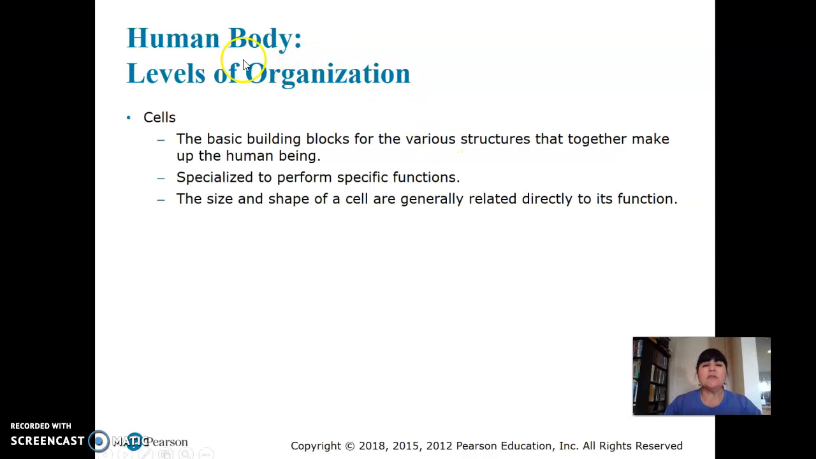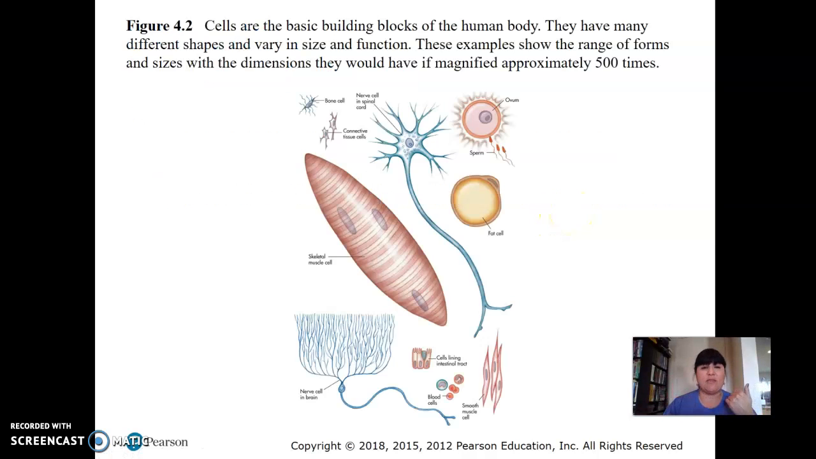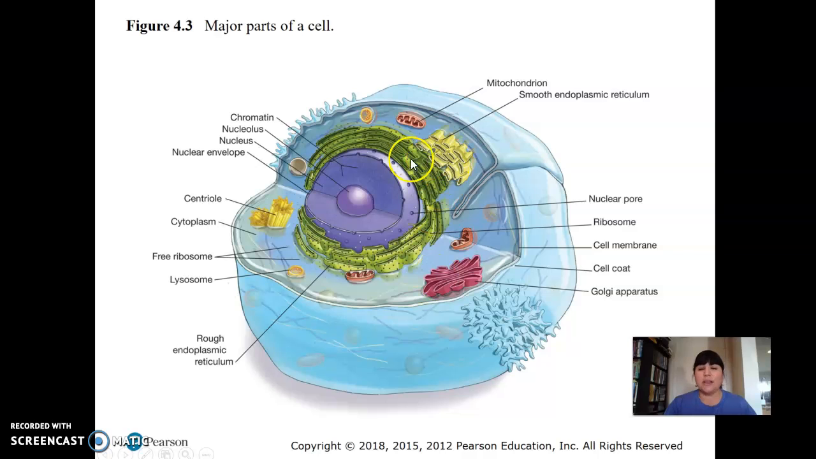And then here, we get to cells. So cells are alive. The basic building blocks of various structures, right? Specialized. Size, shape of the cell are generally related to its function. So here's that anatomy and physiology coming together. Now, this is a really nice picture. Not all cells look like this, right? This is a typical, model cell. Like if you look in a magazine and you see a model, right? Here, we're looking in the book and here's this model cell.